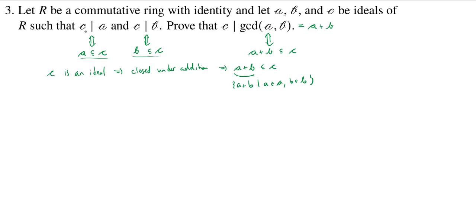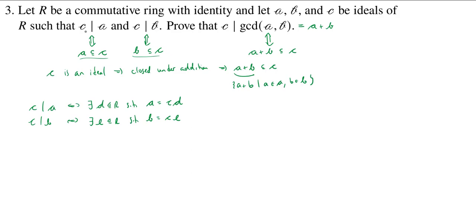Okay, now what if we wanted the more modern version? Well, the more modern version, we would have defined C to divide A if and only if there exists some ideal, let's call it D in R, such that A is equal to C times the ideal D. And similarly, C is going to divide B if and only if there exists an ideal, let's call it E, such that B is equal to C times E.